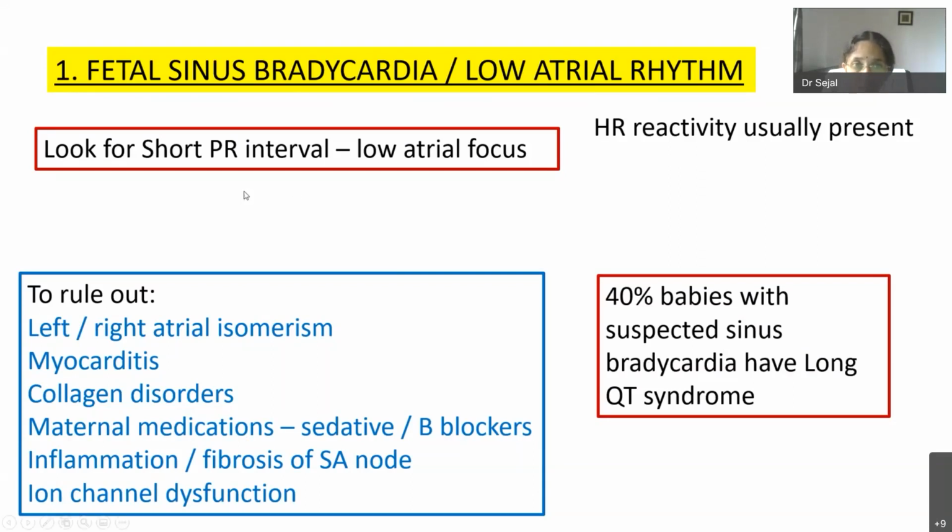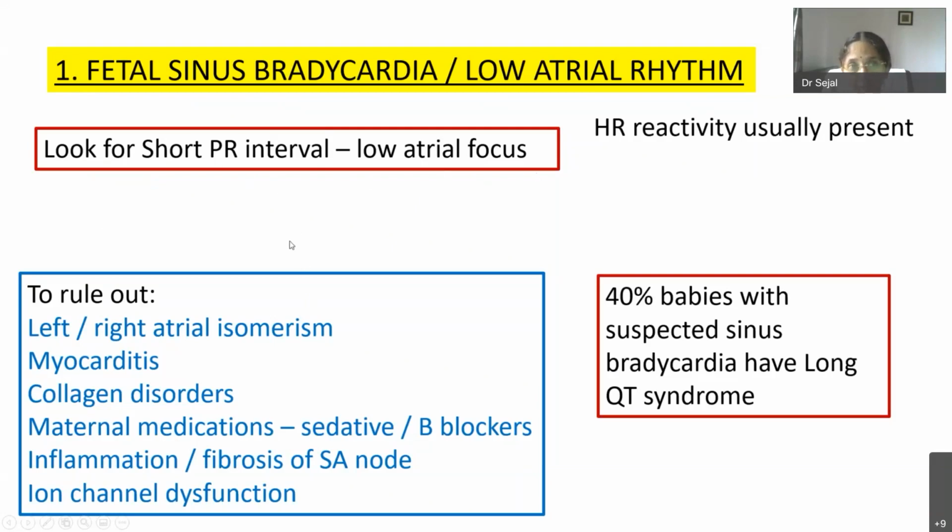Whenever you are confused whether it is a sinus brady or is coming from a focus a little below the sinus node, which is considered a low atrial focus, both of which can look like sinus brady, in that situation your PR interval, and looking at charts for PR interval, could help. A shorter PR interval could favor a low atrial rhythm.